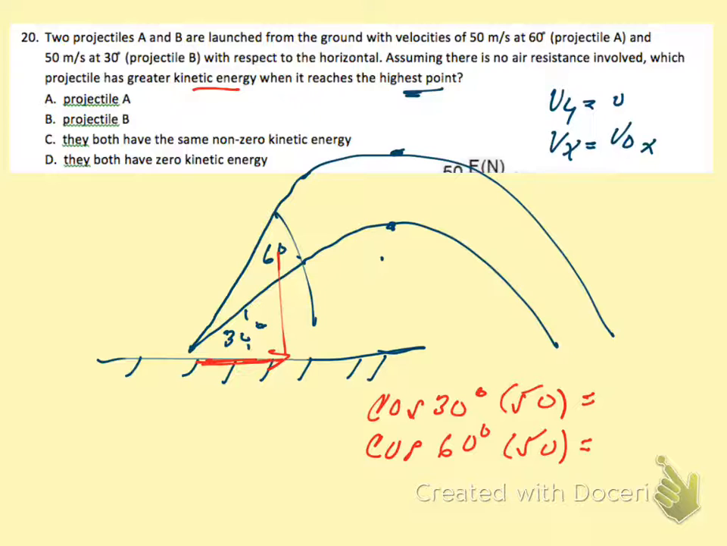So the cosine of 30 at 50 meters per second comes out to be 43.3 meters per second, and the cosine of 60 times 50 is going to be 25 meters per second. So it looks like the projectile that's coming off at 30 degrees, which is projectile B, would have a greater kinetic energy because its velocity in the x direction is going to be greater at the apex.